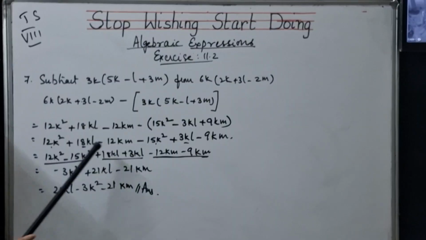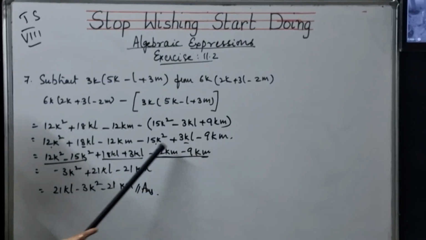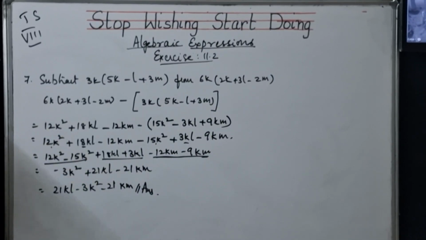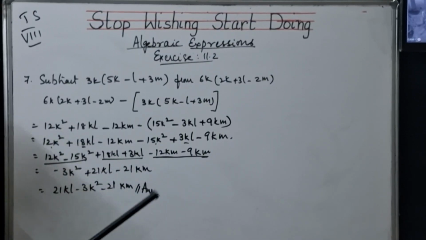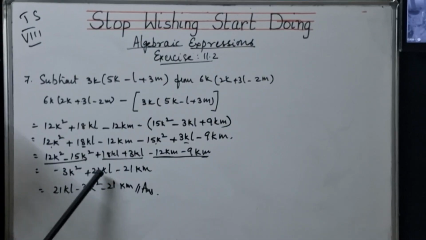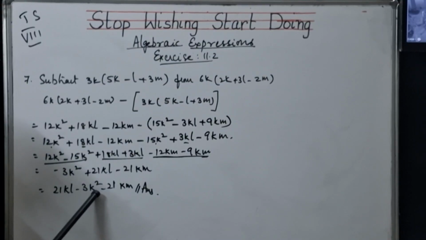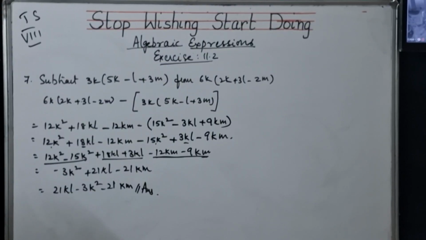So 12k square and 15k square together, 18kl and 3kl together, 12km and 9km along with the sign I put them together. So this is minus 3k square plus 21kl minus 21km. Keeping this plus term as the starting term, plus 21kl minus 3k square minus 21km is the answer for this problem, children. Please note it.